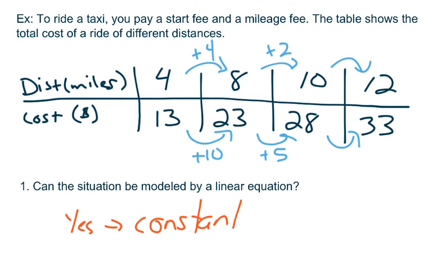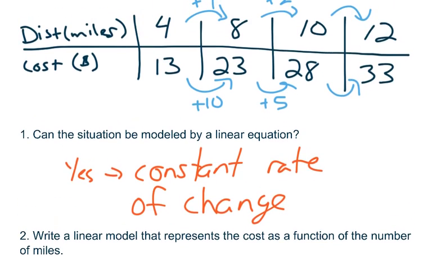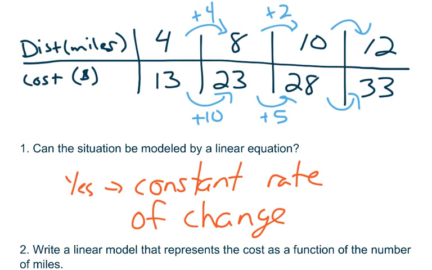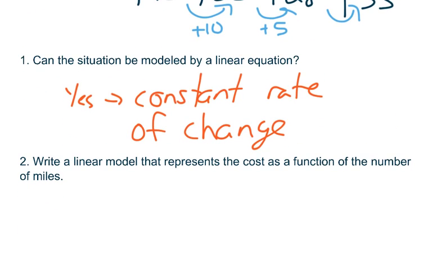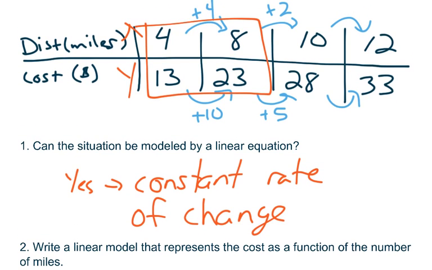Okay? Constant rate of change. It's a constant rate of change. Whether we go up 10 and up 4 or up 5 and up 2, it really doesn't matter. The rate of change is constant from one point to the next. So once we know that it's linear, we can go ahead and answer number 2. Write a linear model that represents the cost as a function of the number of miles. So I would treat these as x's, treat the bottom row as y's, and we've got ordered pairs.